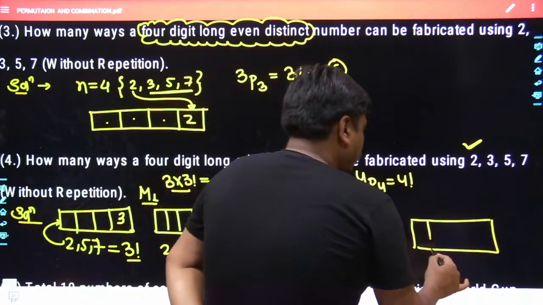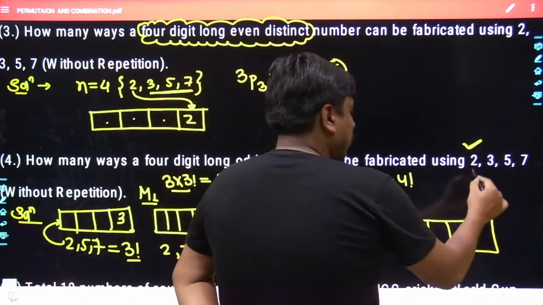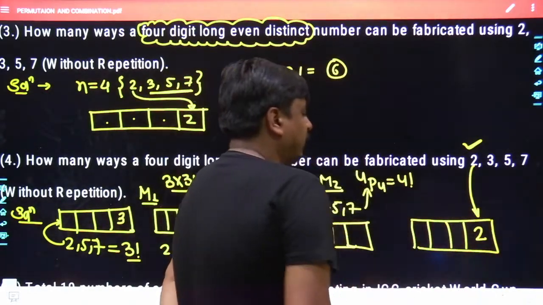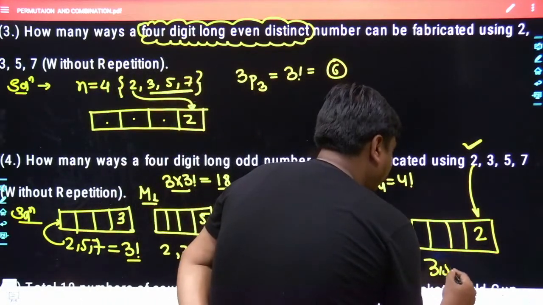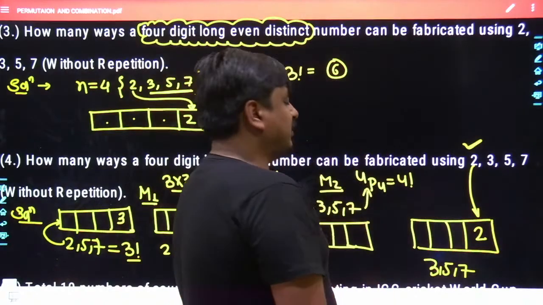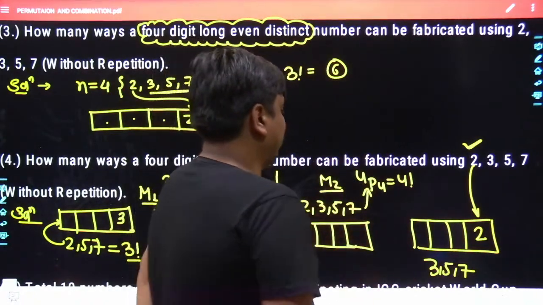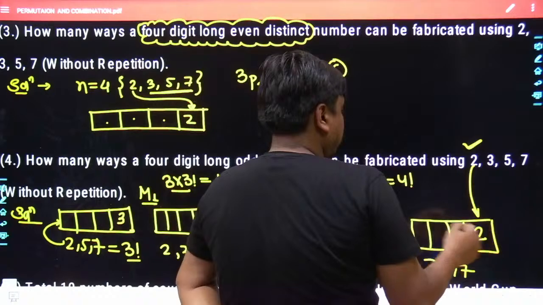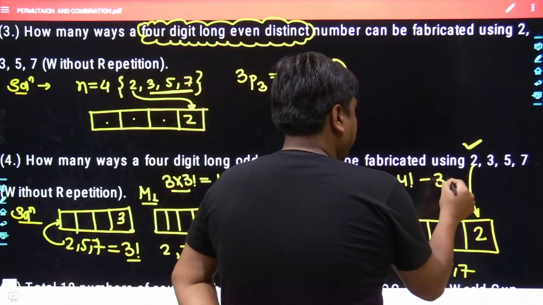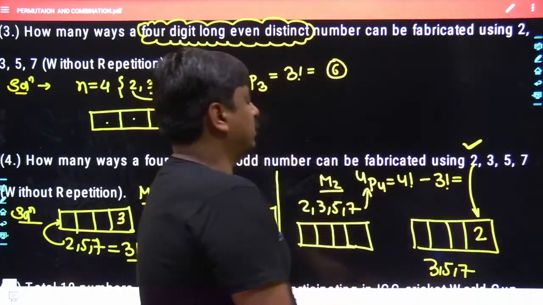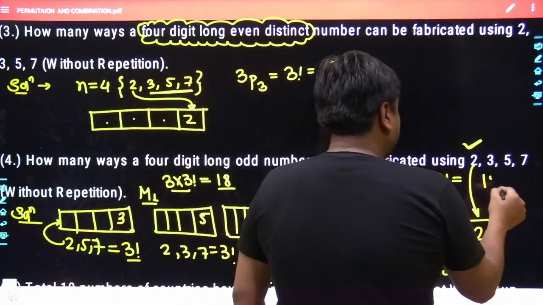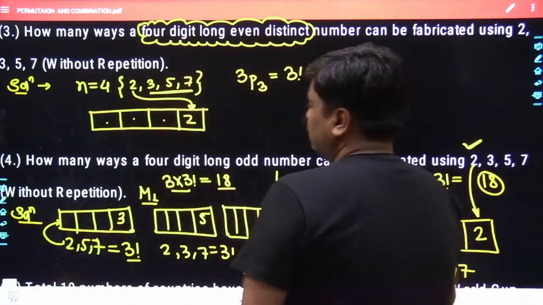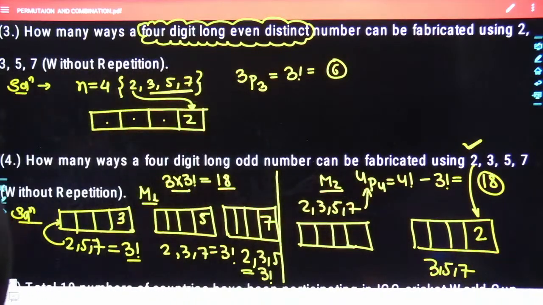So again the same process has to be followed. Now the 2 has been deliberately fixed over here, and the 3 different numbers you have been left with are 3, 5 and 7. How many places are you left with? 3 places, and that is 3P3, which is nothing but 3 factorial. At the end of the day, you are left with 4 factorial minus 3 factorial. Here also you must get the answer 18, because the mathematics is never going to fail.